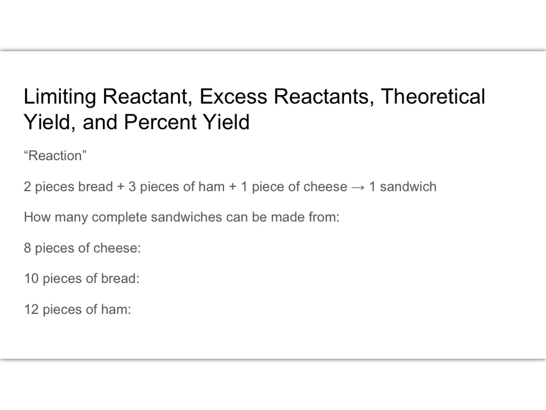So if we have a fake reaction where I am trying to make a sandwich, and in order to make one sandwich, I would need 2 pieces of bread, 3 pieces of ham, and 1 piece of cheese. How many complete sandwiches can be made from 8 pieces of cheese, 10 pieces of bread, and 12 pieces of ham?